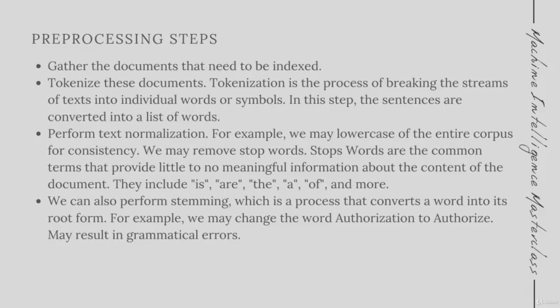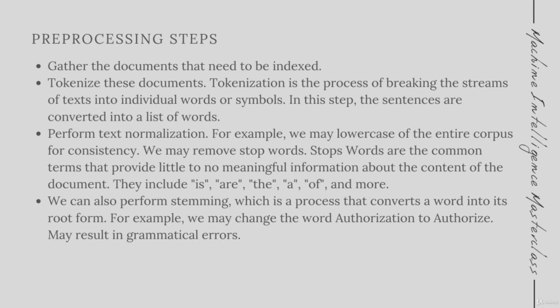Before we go over the creation of the inverted index, we need to perform some pre-processing steps to prepare the documents. The first step in pre-processing is that we gather the documents that need to be indexed. Then we tokenize these documents. Tokenization is the process of breaking the streams of text into individual words or symbols. In this step, the sentences are converted into a list of words.